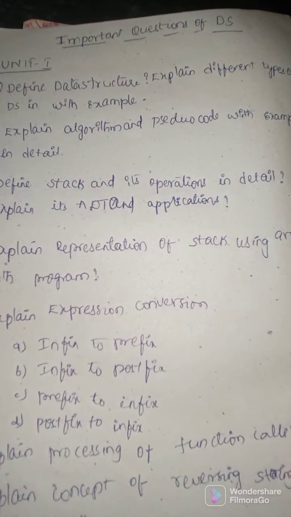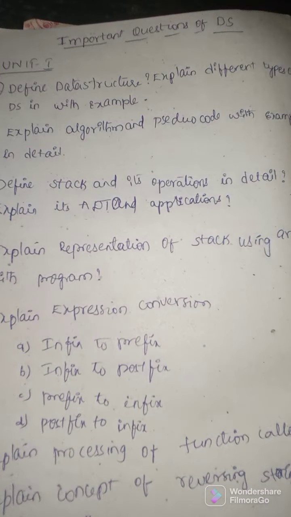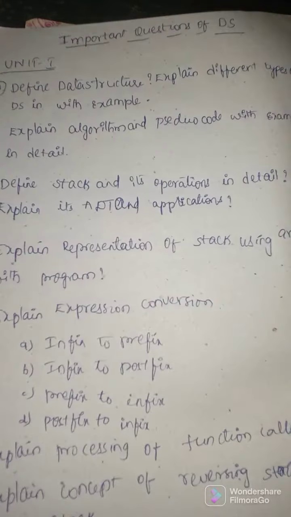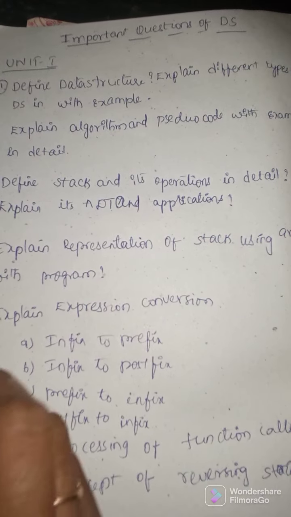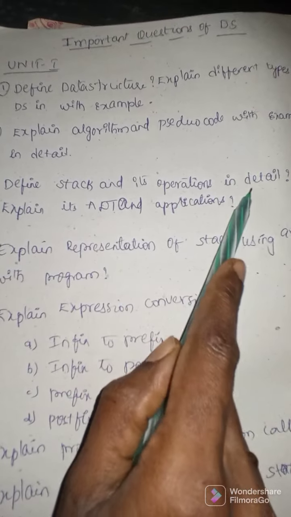In detail indicates that it's a long answer. Minimum 10 to 15 points you have to write for each algorithm and for the pseudocode, and explain this with the help of an example. And the next question is define stack and its operations in detail.